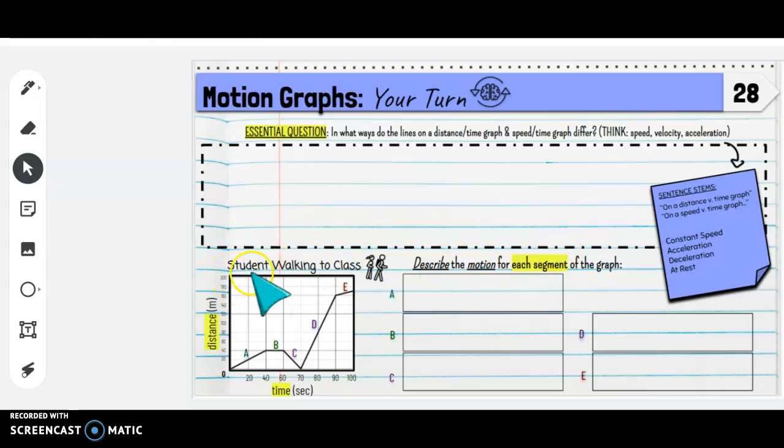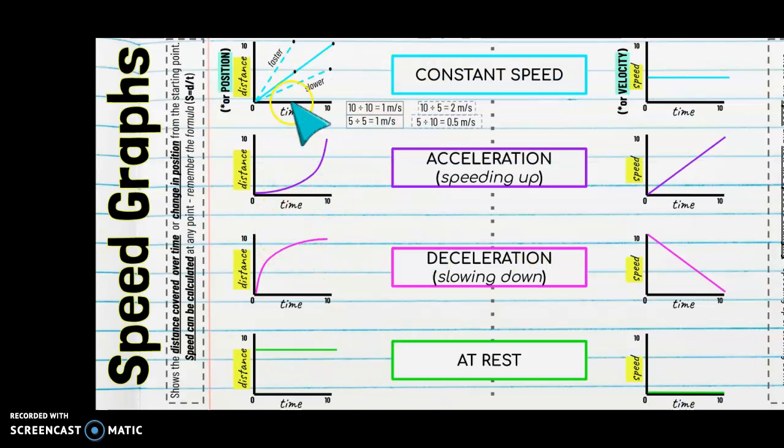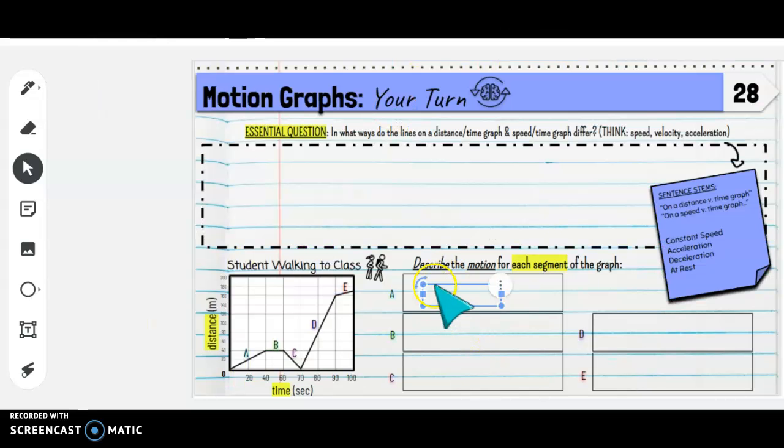I see a graph titled student walking to class, and I can see on the y-axis I have distance, and on the x-axis I have time. And it says to describe the motion for each segment of the graph. So we'll take a look at A, and we see a line that's going straight up. And if we look back at our notes, for distance and time, if a line is going straight up, that tells us that we have a constant speed. So I'll go ahead and type that in.